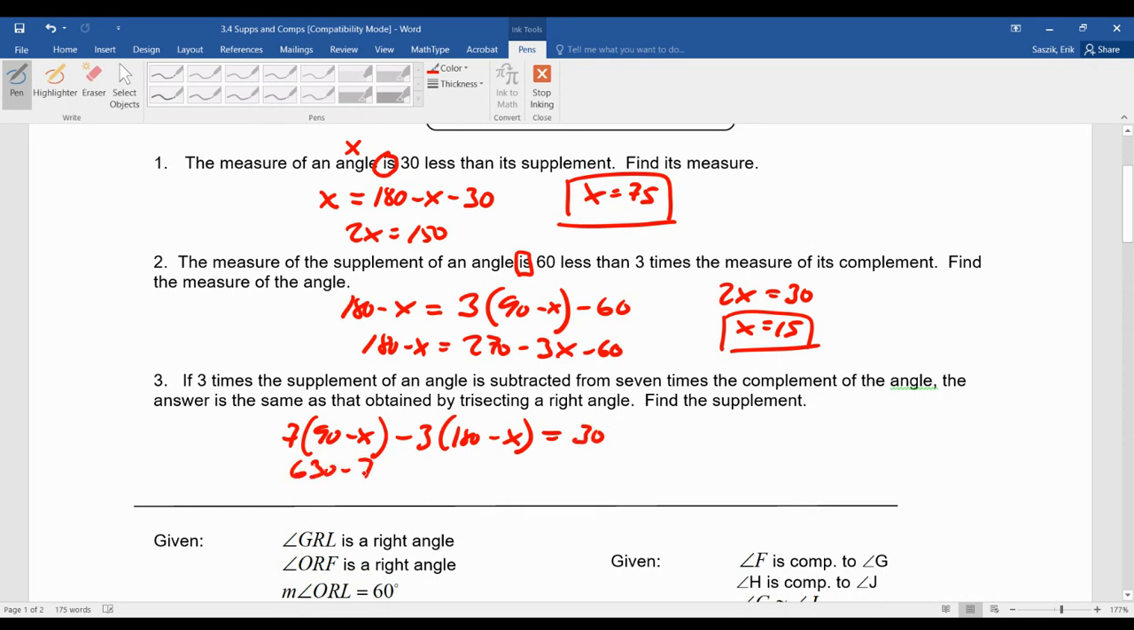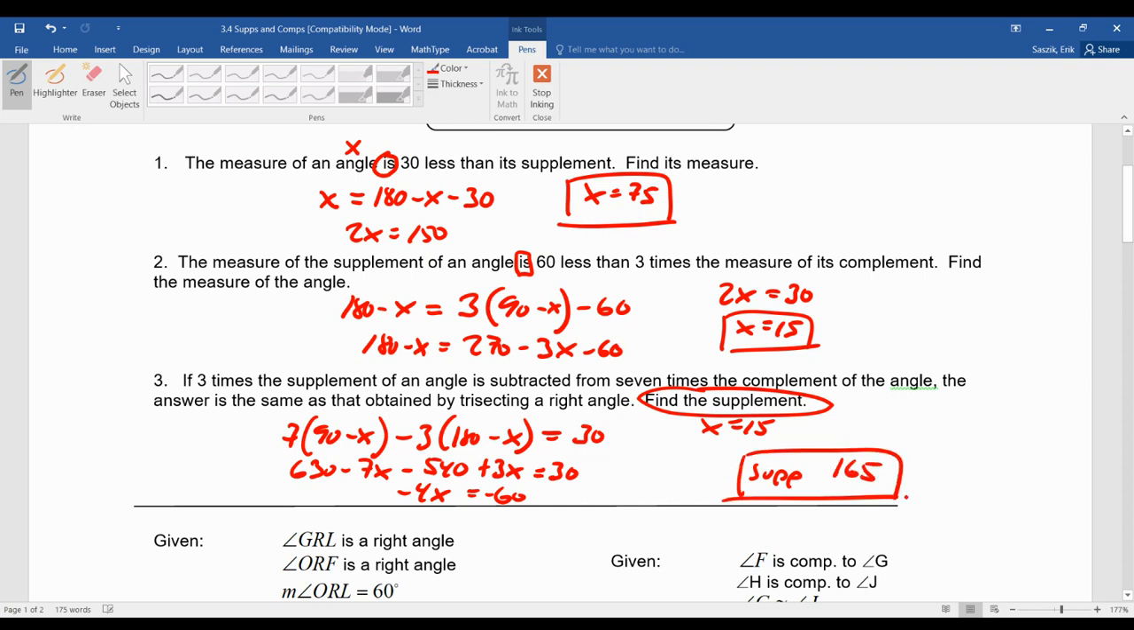So we just have to do basic algebra. Be careful here. Negative times a negative is plus 3x. So we end up getting negative 4x. And 630 minus 540 would be 90. If I subtract 90, I get negative 60. We end up getting x equals 15. But here the problem is saying find the supplement. So our supplement, of course, would be 165.